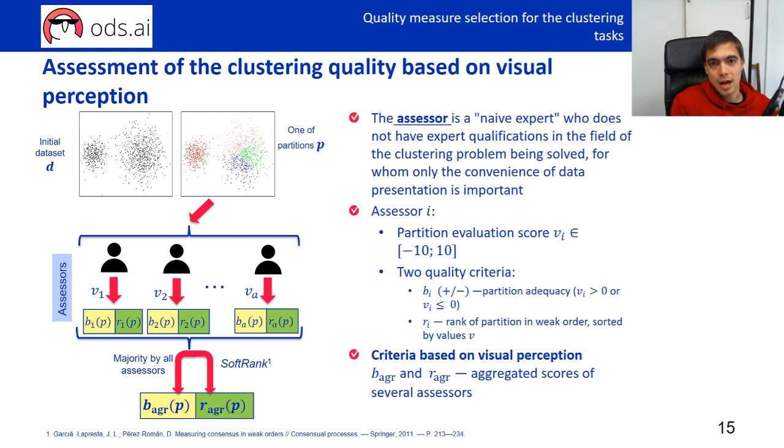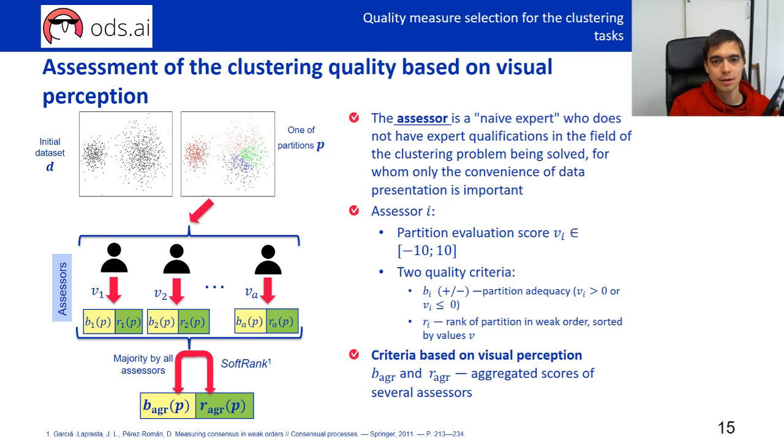We'll discuss our criteria in more detail. An important aspect is the concept of assessor. So who is an assessor? An assessor is a naive expert who does not have expert qualifications in the field of the clustering problem being solved. For him, the only thing important is the convenience of the data presentation.